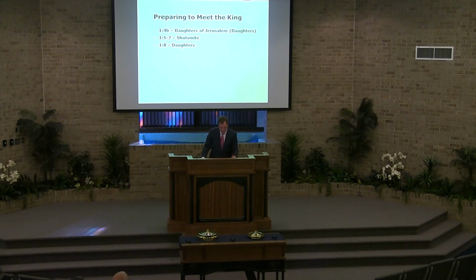Look at this opportunity. But the Shulamite woman, she's thinking about her shepherd. She's thinking about her boyfriend back out in the country who's out there with those sheep. But these daughters of Jerusalem, they're smitten with Solomon. They're in love with what Solomon can bring. Now look at verse 5. The Shulamite woman speaks here.